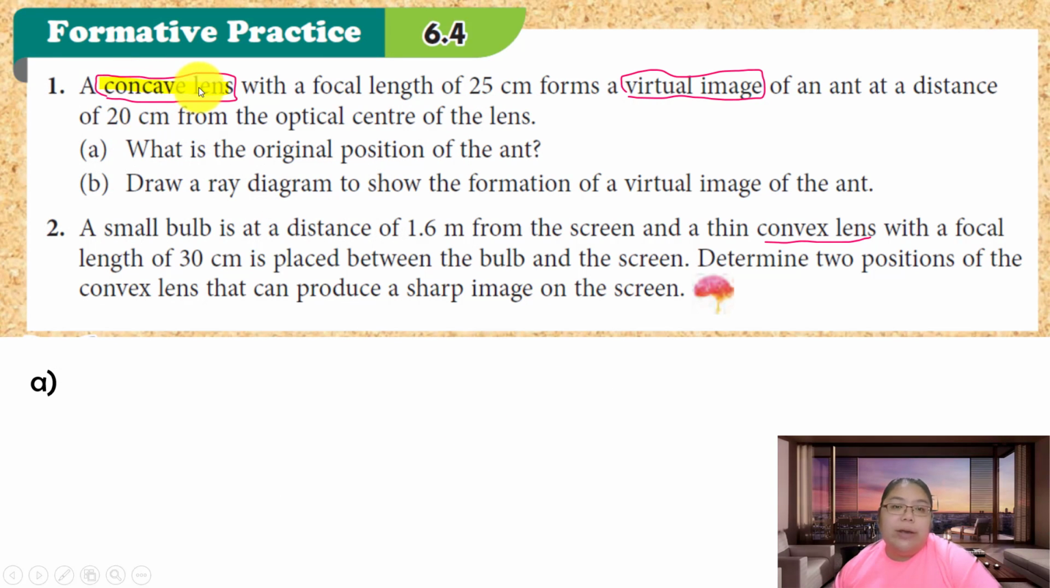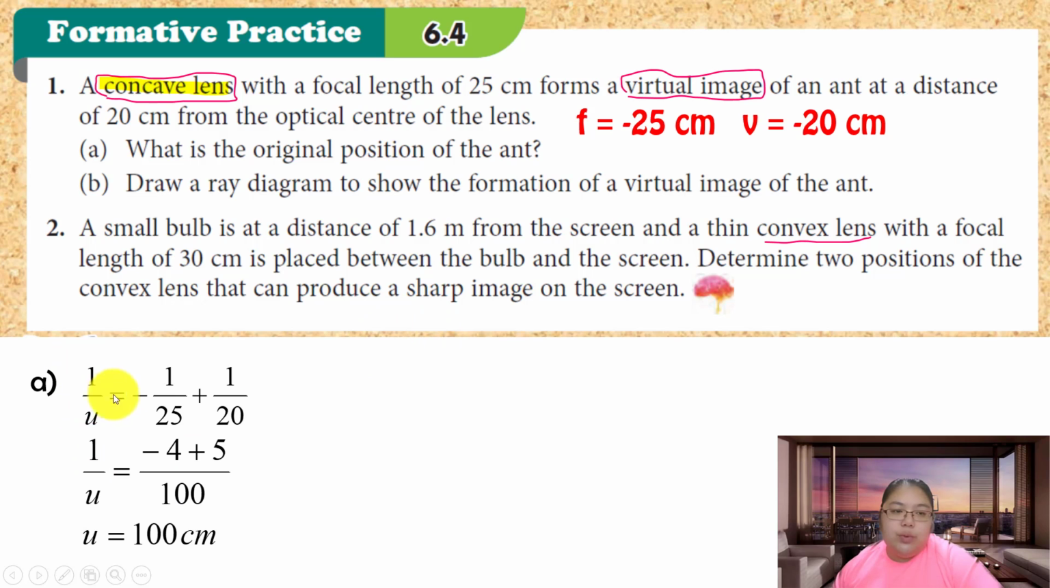Let's see part A, concave lens. Focal length is 25 cm. They form the virtual image of the N at a distance of 20 cm from the optical center of the lens. Now we write the info. F is negative 25. Then the virtual image, they say virtual, so negative 20 cm. So what's the original position of the N? They want to find U. So we write the info: 1/U = −1/25, minus minus becomes plus 1/20. So finally, I get the object distance is 100 cm.